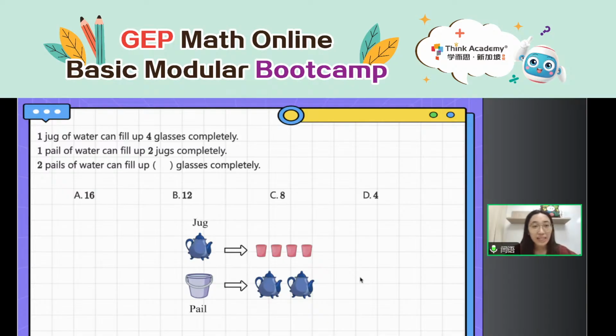1 jug of water can fill up 4 glasses completely. 1 pail of water can fill up 2 jugs completely. 2 pails of water can fill up how many glasses completely? Let me check what is the answer. D? Are you sure? What is the pail? The question or the picture already show you what is the pail, huh?